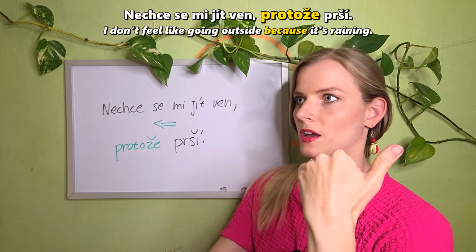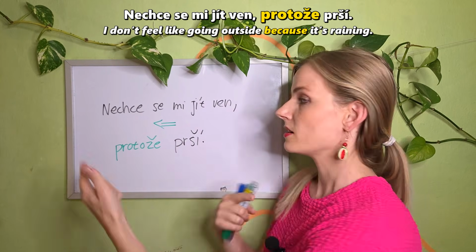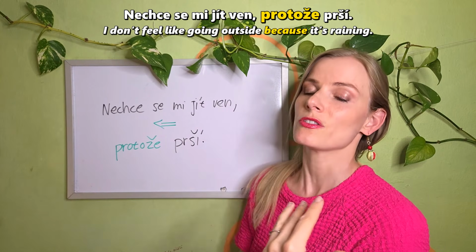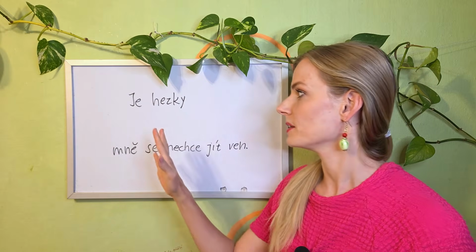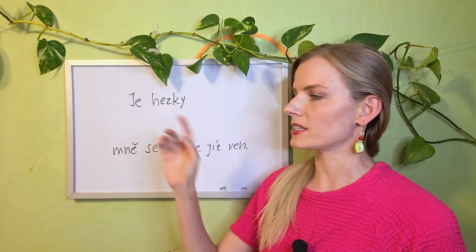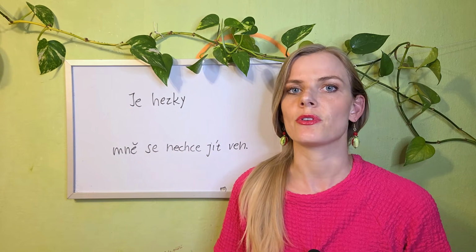Or you turn it around and you say nechce se mi jít ven, protože prší. Because it's raining. You're explaining the reason. Now we are going to change it a little bit. The scenario is slightly different. I changed it for nice weather.